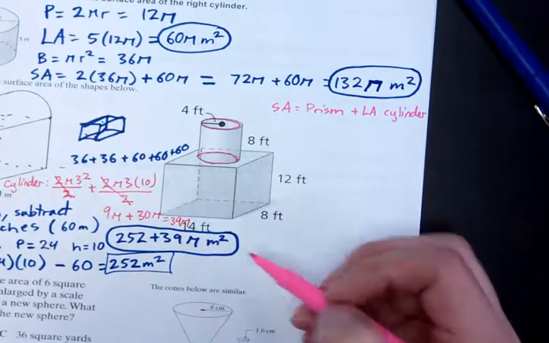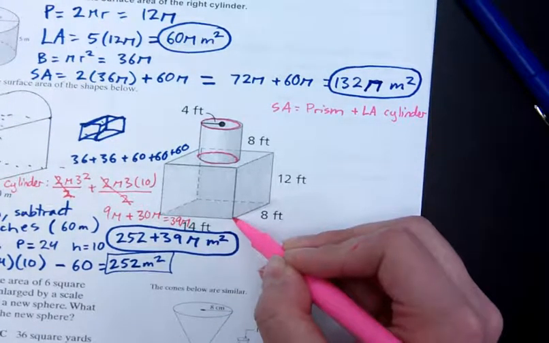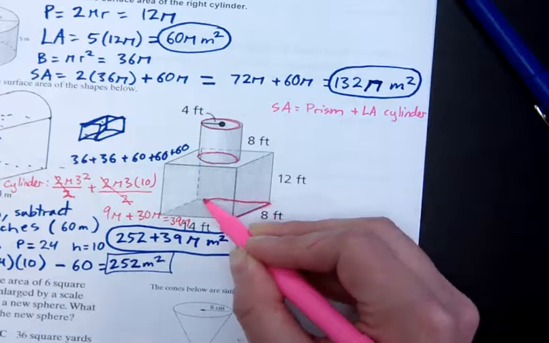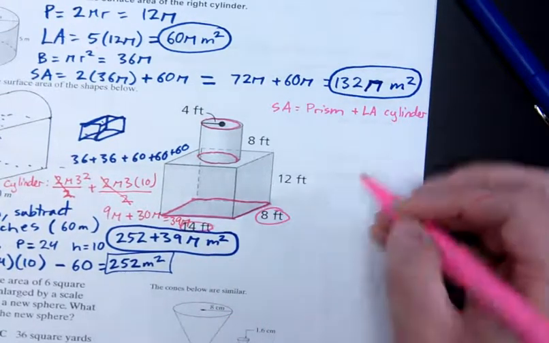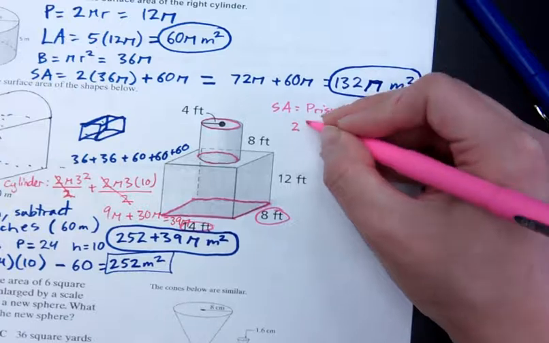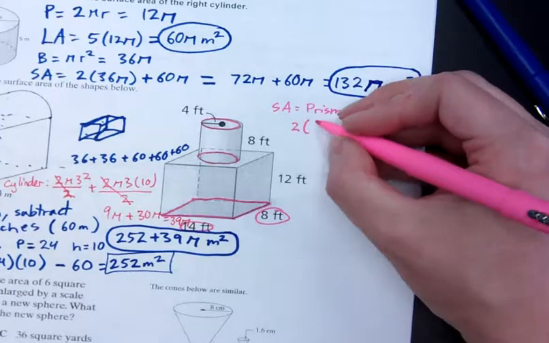Okay, so what would you call the base of this prism? Is this a square or a rectangle? Rectangle. Yeah, so a rectangle with 14 and 8. Okay, so we need 2 of the area of those bases. What's 14 times 8?